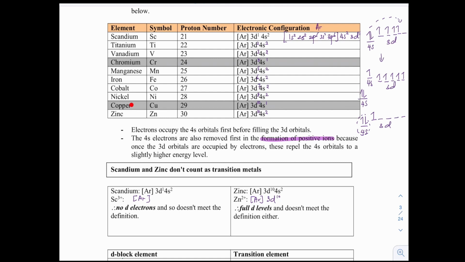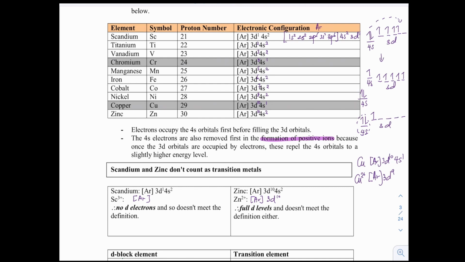Okay, now let's take a look at why copper is counted as a transition metal. Copper has this configuration, which is Ar, 3d10 and 4s1. Now the most stable ion of copper is copper 2+. The electronic configuration of copper 2+ will be Ar followed by 3d9. So if you look at this configuration, it is an incompletely filled d orbital. Therefore, copper is counted as a transition metal.